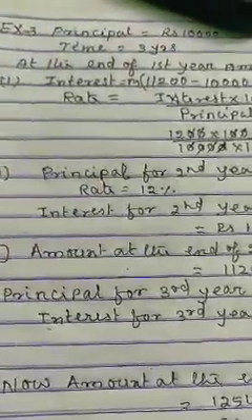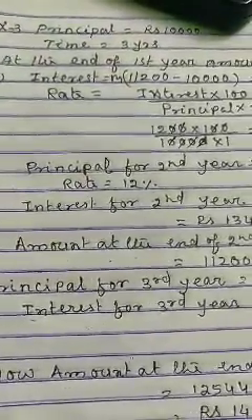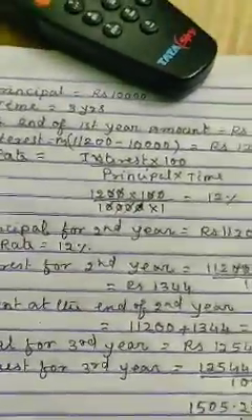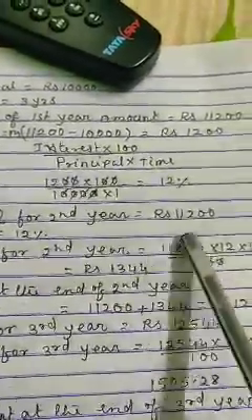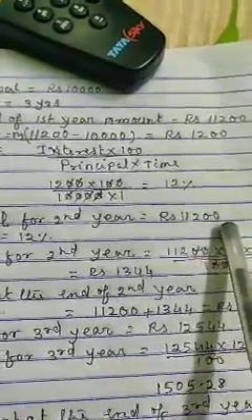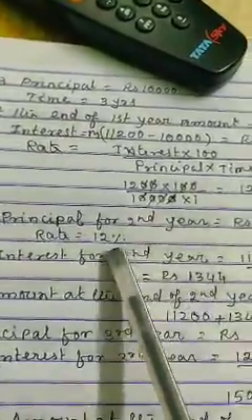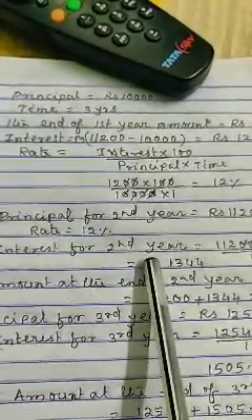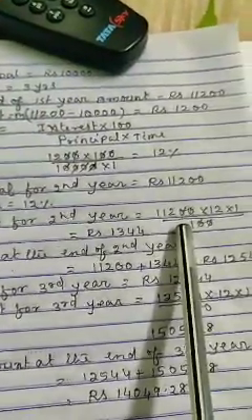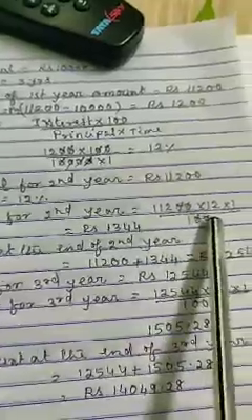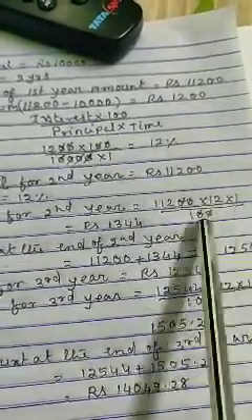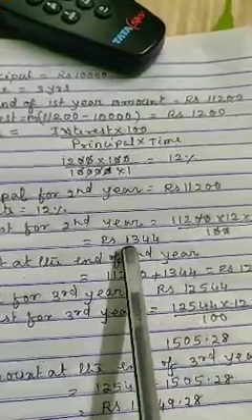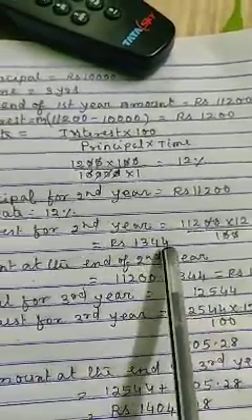The second part, the interest accrued in the second year. Now we know that the principal for the second year is 11,200. The rate of interest is 12%. The interest for the second year is equal to 11,200 into 12 into 1 by 100, which is equal to 1,344.